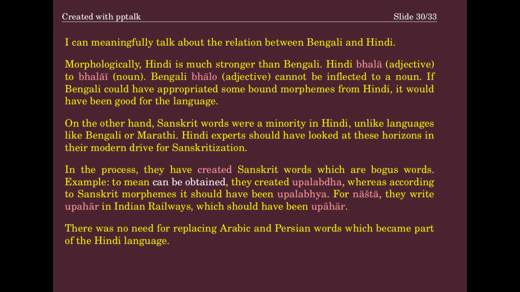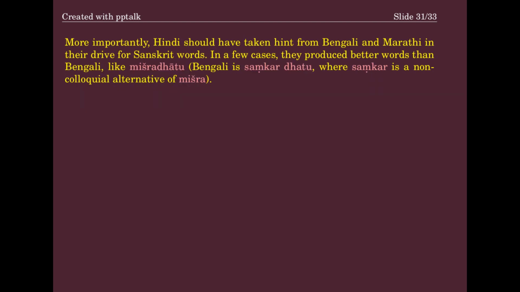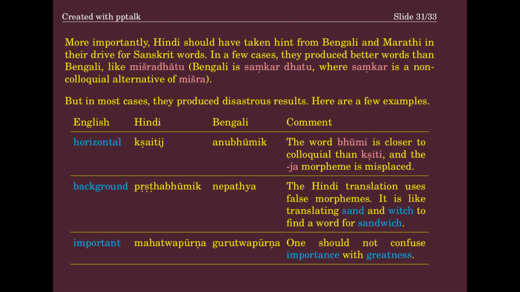For nashta, they are now writing upahar in Indian Railways, which should have been upahar, a long a with the pa. In fact, there was no need for replacing Arabic and Persian words which became part of the Hindi language or of any other Indian languages. What Hindi should have done is that it should have taken hint from Bengali and Marathi in their drive for Sanskrit words. In a few cases, they produced better words than Bengali, like Mishra Dhatu, an example that I gave before. The Bengali word is Shankar Dhatu, where Shankar is a non-colloquial alternative of Mishra. But in most cases, Hindi produced disastrous results.